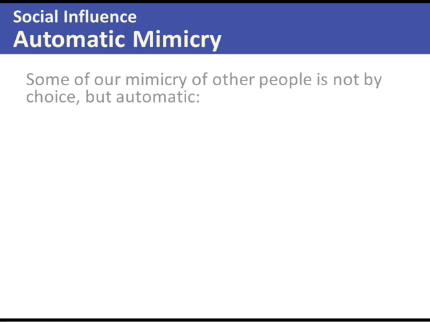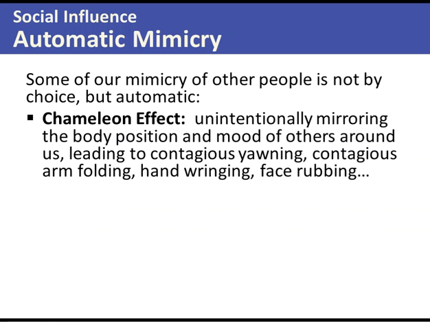Automatic mimicry. Some of our mimicry of other people is not by choice, but automatic. The chameleon effect: unintentionally mirroring the body position and mood of others around us, leading to contagious yawning, contagious arm folding, and hand wringing or face rubbing. So we do these things that mirror what we see in other people, the chameleon effect.